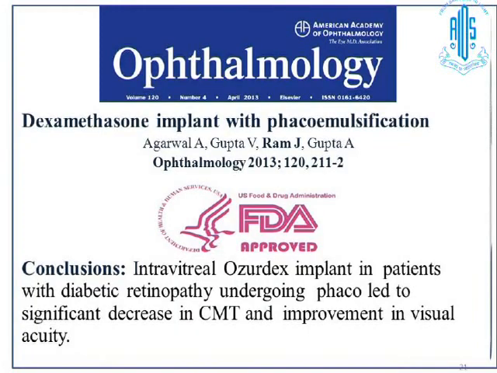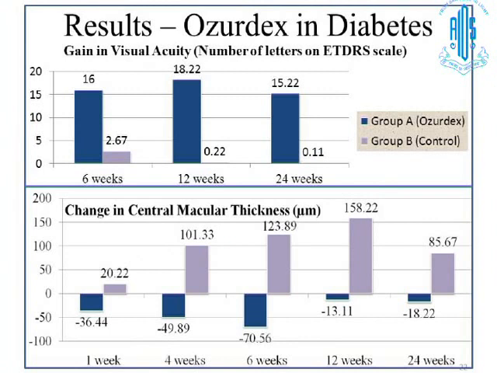This is our study, published in Ophthalmology, on phacoemulsification in patients with diabetic retinopathy. It shows that intravitreal Ozurdex implant in patients with diabetic retinopathy undergoing phaco led to significant decrease in central macular thickness and improvement in the visual acuity. This was published in 2013, whereas Ozurdex was FDA approved in 2014. This is the part of our study showing improvement in both visual acuity and central macular thickness.